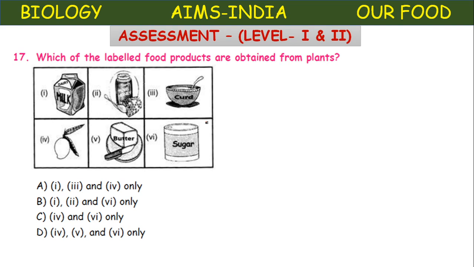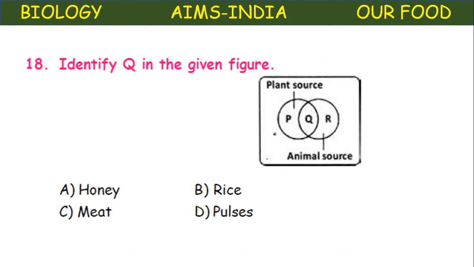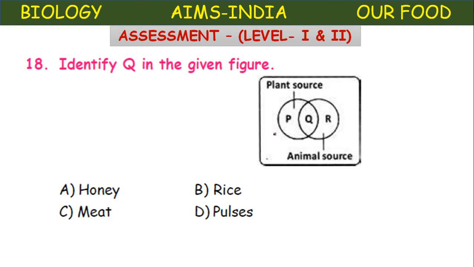So here, which of the labeled food products are obtained from plants? They are mango and sugar, isn't it? They are obtained from the plant. Milk, cheese, curd, butter, these are all obtained from the animals. Milk products they are.